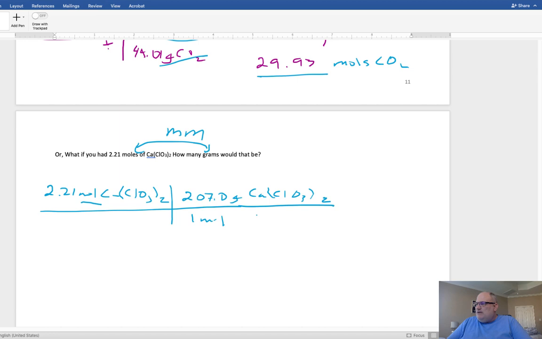I'm going to put this same unit down here below. We got to cancel out our units, right? So if I cancel out my units, see how moles will cancel out with the moles here, and the unit I'll be left with is grams of the Ca(ClO3)2. Now, I still have to do my math, and I have to multiply these two things on the top by each other. So when I do that, I'm going to end up with 2.21 times 207.0.